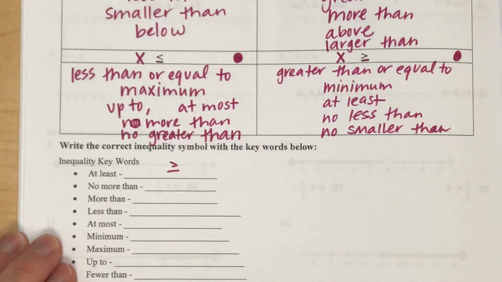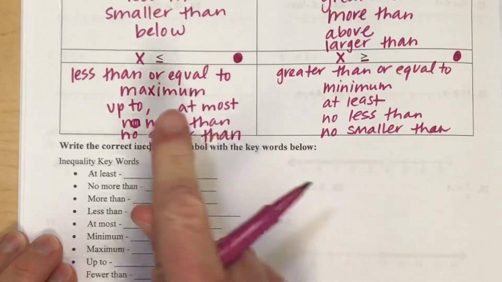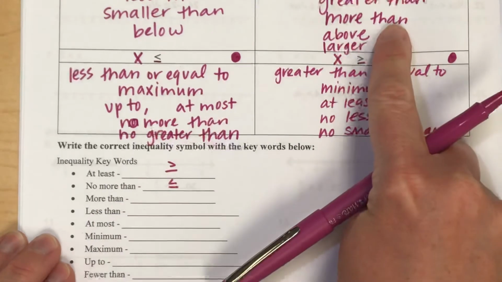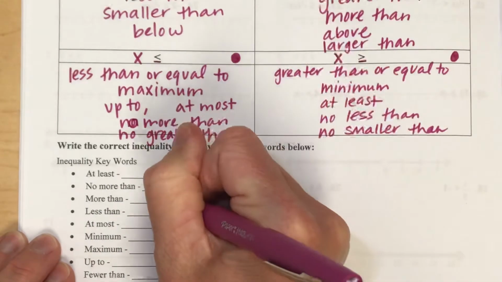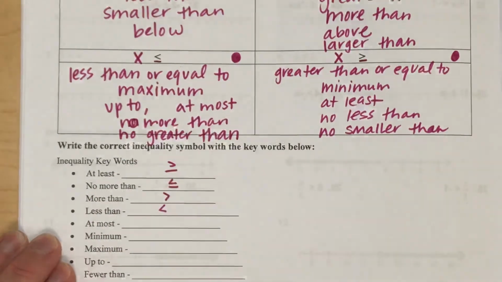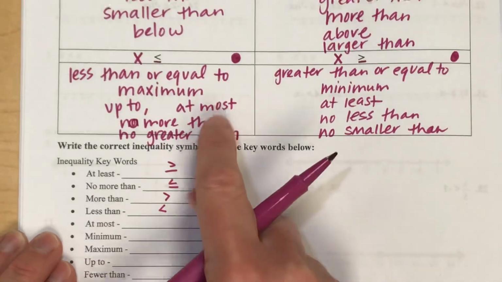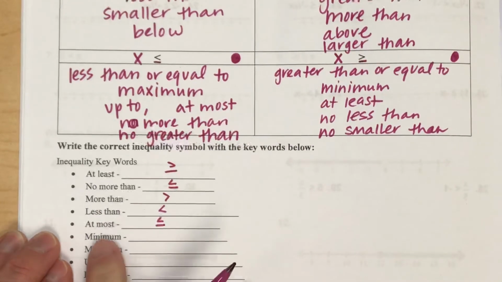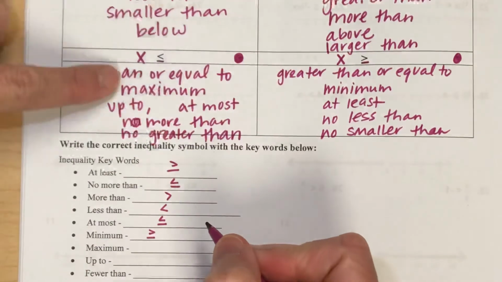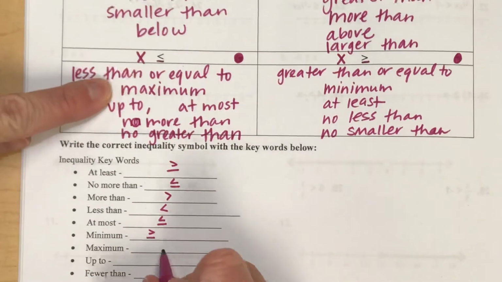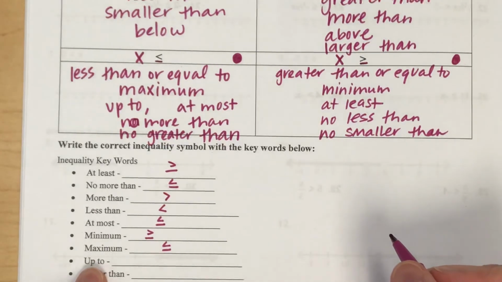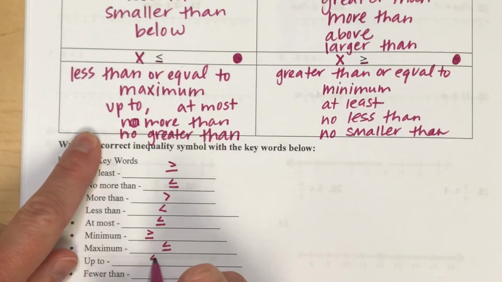No more than would be less than or equal to, and we have that here. More than would be up here, so that's a greater than symbol. Less than is over here, so less than. At most, less than or equal to. Minimum is over here, so greater than or equal to. Maximum we had over here, less than or equal to. The phrase up to, less than or equal to.